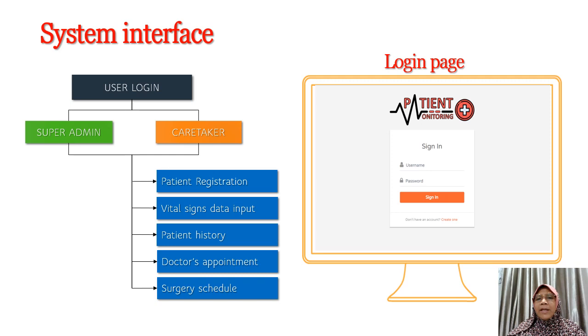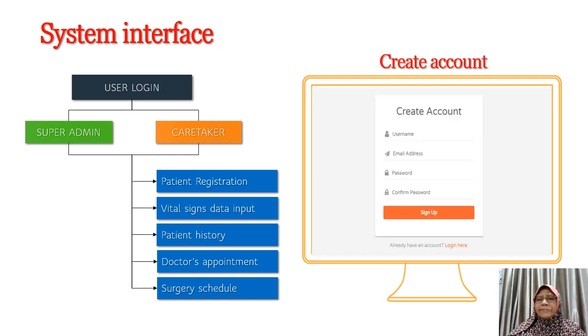This is the login page for the patient monitoring system, where you need to input the username and password. If not registered with the system, one can create a username and password by clicking create one. To create an account, a new user needs to enter the username, email address, the password, and confirm the password, then click sign up. If the user is already registered, the user can straight away click login here.